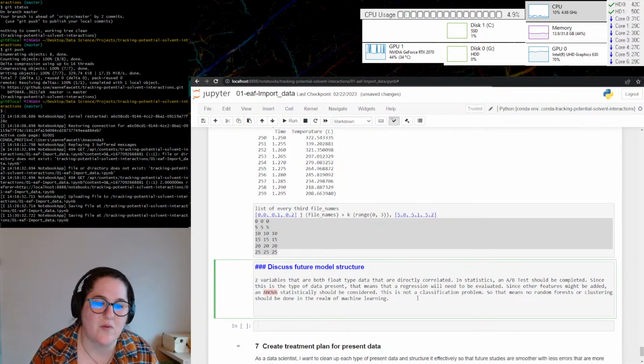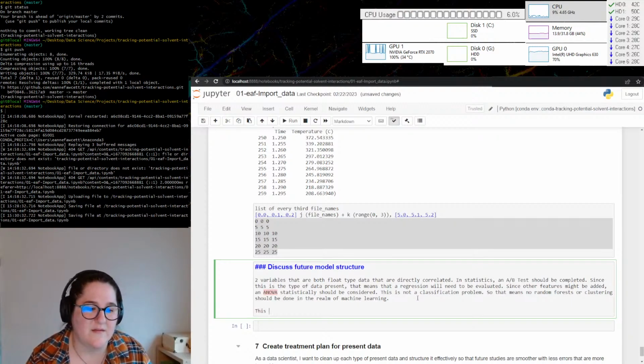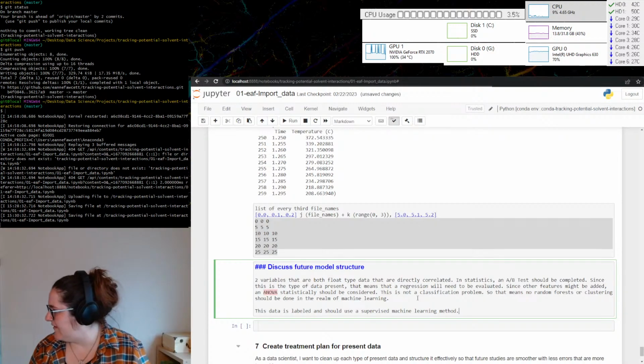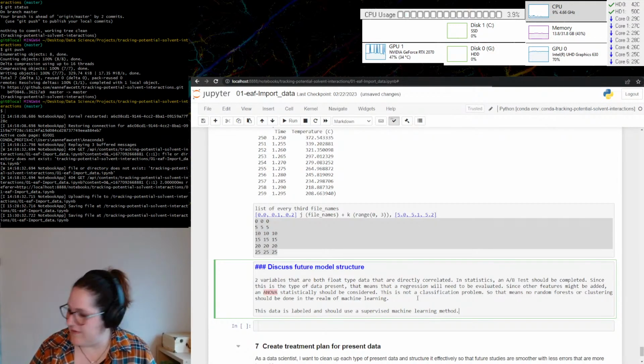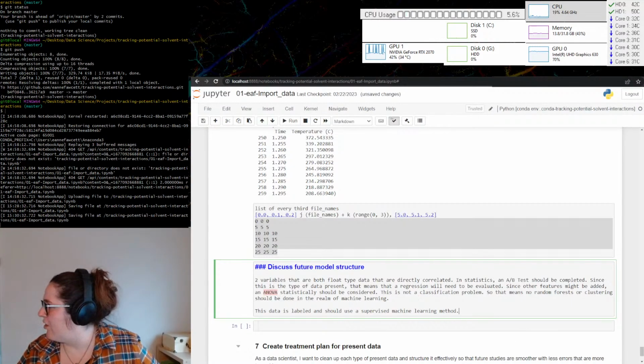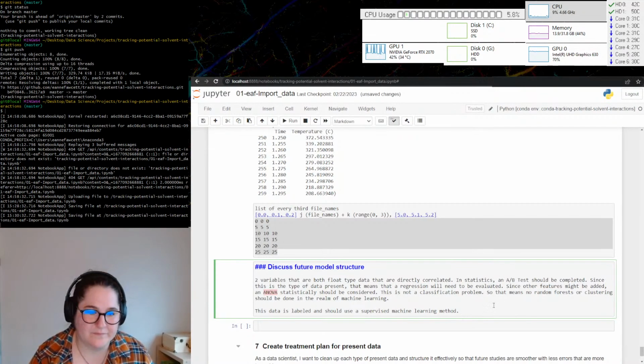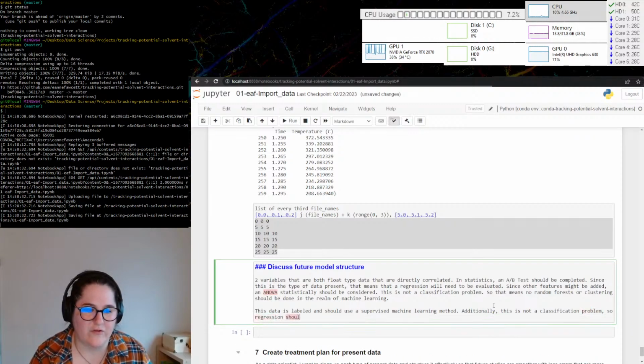But to actually prove this point of which model we should use, this data is labeled and should use a supervised machine learning method. What that means is we should not use any sort of clustering. We don't need to use k-means or hierarchical or anything like that. We should use a supervised machine learning method. Also, additionally, this is not a classification problem, so regression should be used.